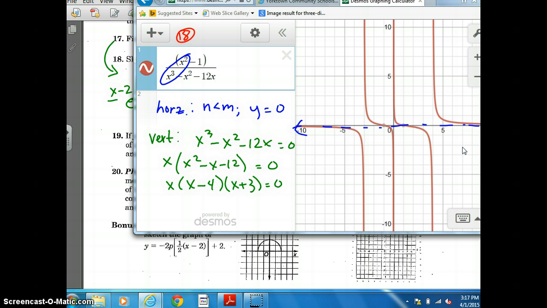I'm going to take each one of these factors, set it equal to 0, and solve, so I end up with x equals 0. That's this asymptote. I get x equals 4. There's another asymptote, and then x equals negative 3. Oops, I did the negative 3, sorry. X equals 4 is over here. So that's the graph of the equation.